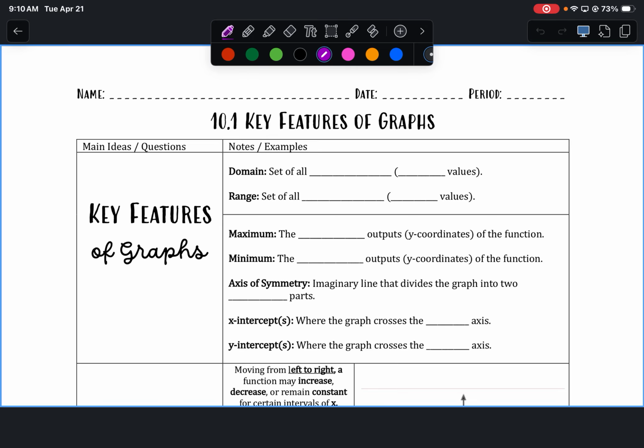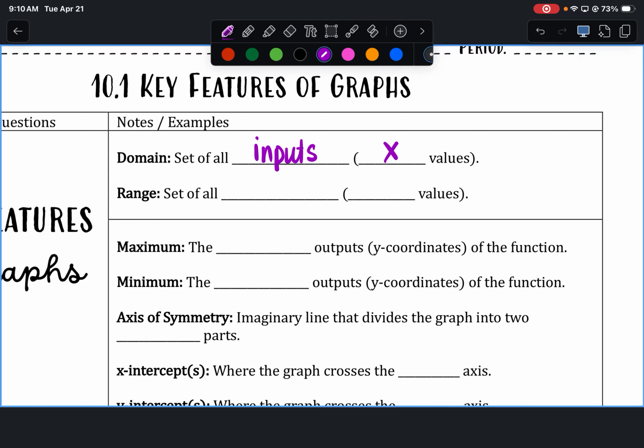So when we look at the domain, it is what? The domain is what? It's our x values, okay? That is the set of all inputs or our x values, okay? Inputs just means it's what we're inputting into the function.